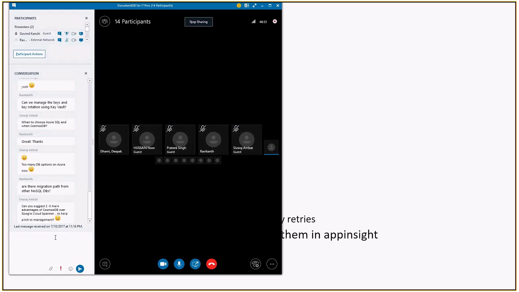Shivraj, yes, there is a comparison that we have, and if you are really interested, you can contact me offline. I can share with you what we do and how we do it.